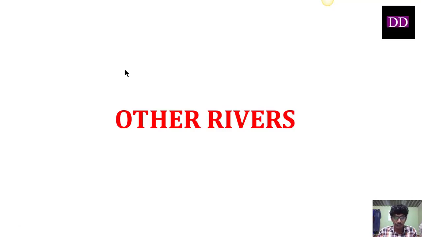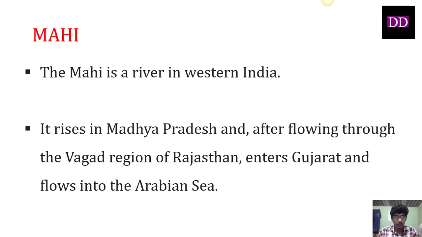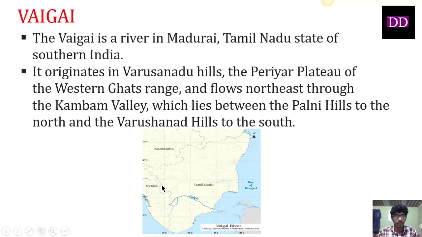And some of the other rivers are, first one is Mahi. Mahi is a river in western India. It rises in Madhya Pradesh and flows to Rajasthan and enters into Gujarat, and finally it flows into the Arabian Sea. Okay, Mahi River.